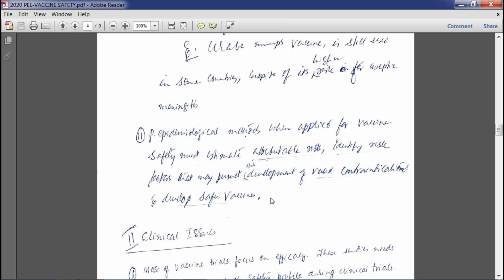So these are the policy issues which surround vaccine safety. We will take up the clinical issues in the next class.